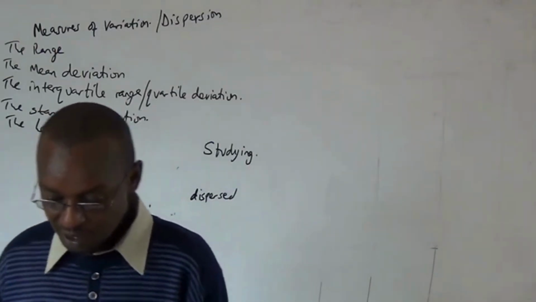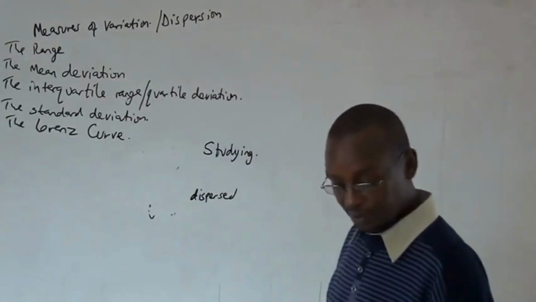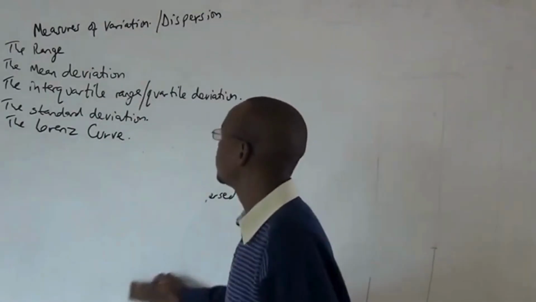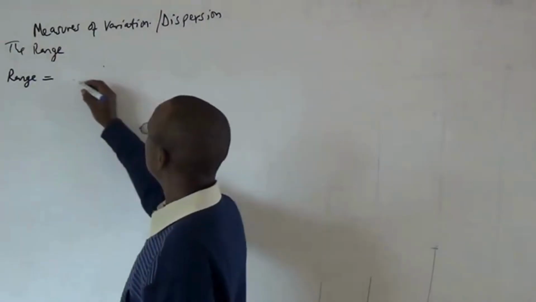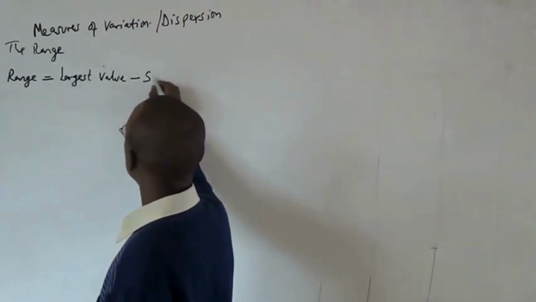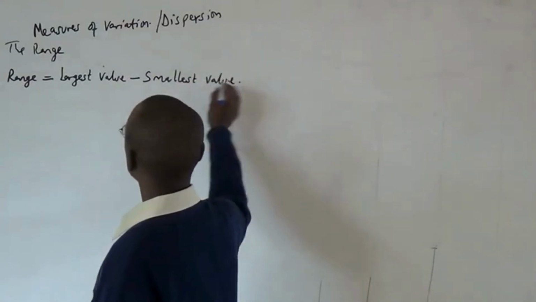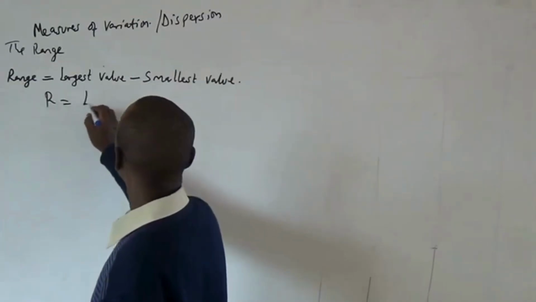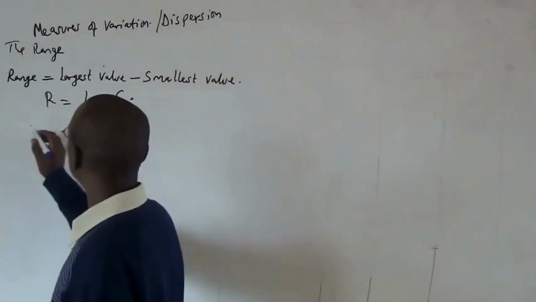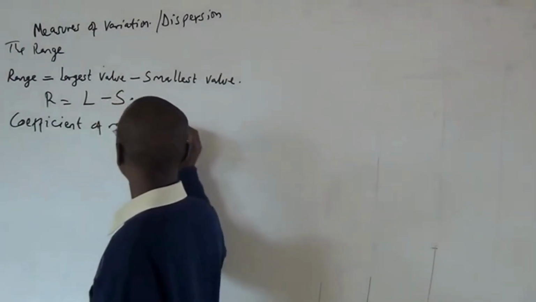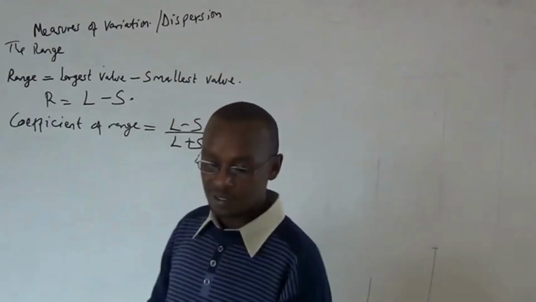Another point, range is the simplest method of studying variation. So when it comes to range, range is equal to largest value minus smallest value. R is equal to L minus S. Then coefficient of range is equal to L minus S over L plus S.